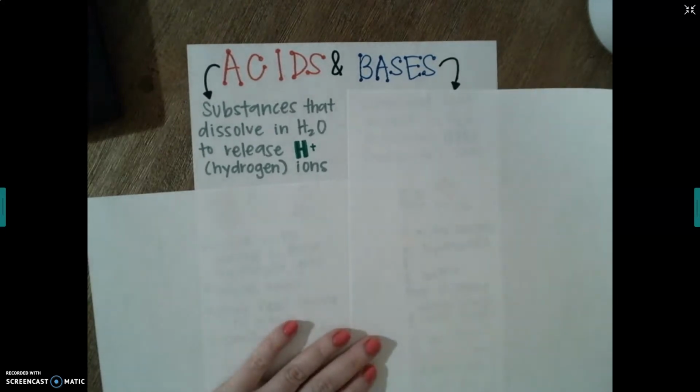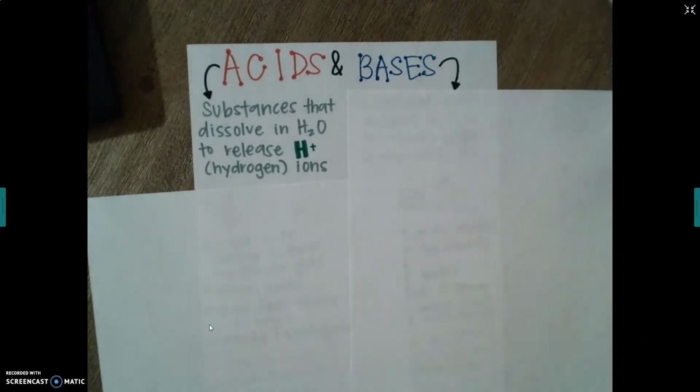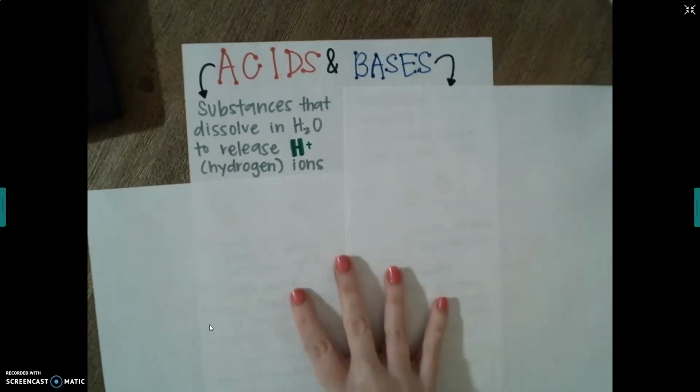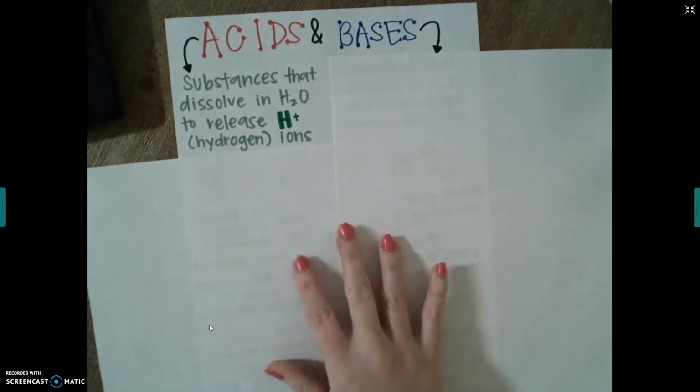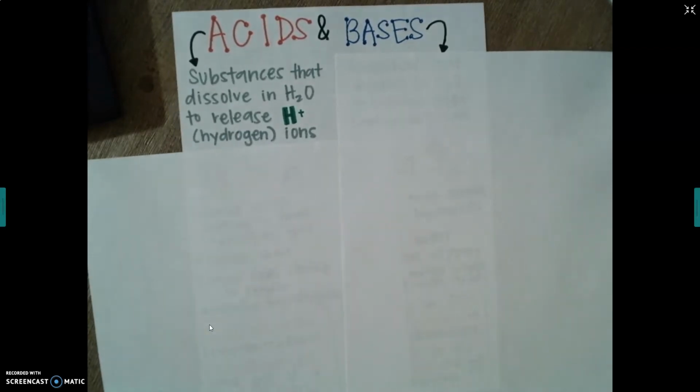So acids are going to be substances that dissolve in H2O to release hydrogen ions. So acids are going to be put into water, and when they react with that water, they're going to release hydrogen.